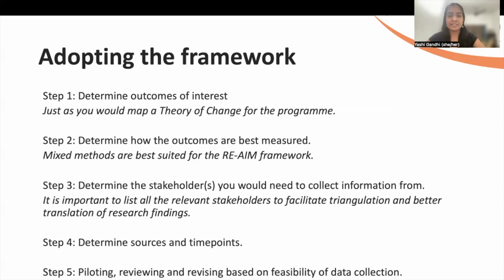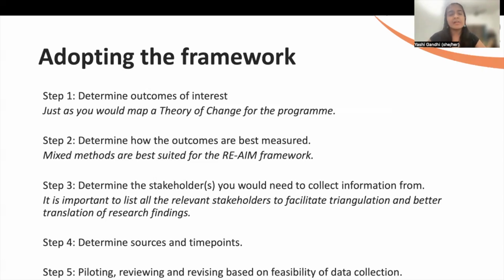And based on ground experience, the REAIM framework really is best suited or understood when you use mixed methods, which primarily involves a combination of both quantitative and qualitative methods to understand the outcome. And along with that, what is also important really is the source, which is who is the stakeholder that you're really collecting this information from.